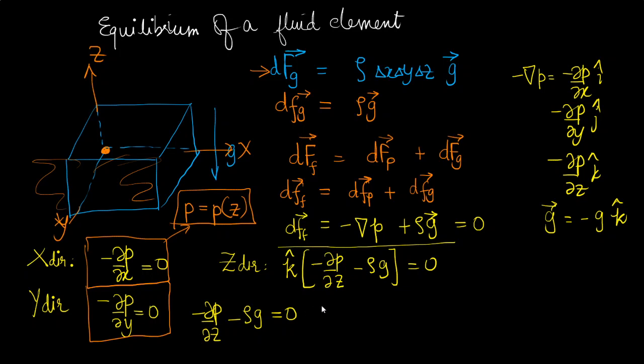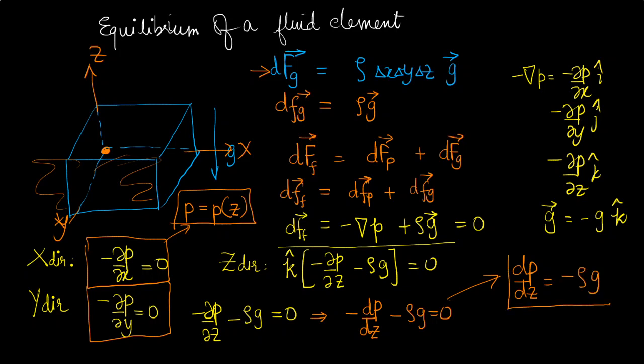Okay, and this implies that we can write this partial derivative as an ordinary derivative. So del p del z becomes dp dz, and we have minus rho g equal to 0, and thus dp dz is equal to minus rho times g. This is the ordinary differential equation which governs fluid statics. Okay, any doubt in this so far?